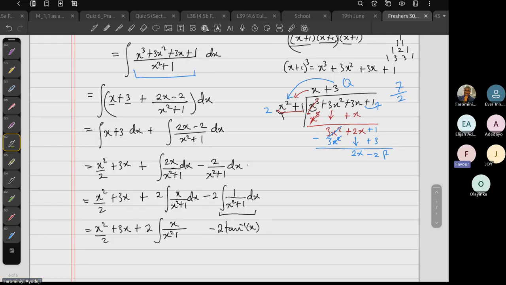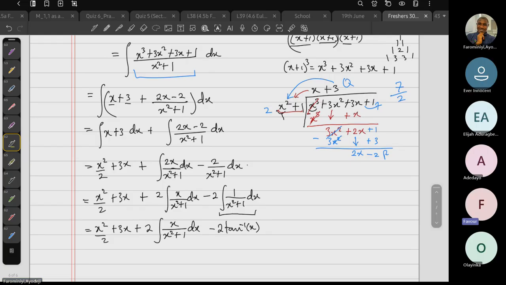Sorry, sir. How did you get your integral of x plus 3 to be x squared over 2 plus 3x? Okay. So what is the integral of x? Let me throw that back to you. The integral of x is x squared over 2. What is the integral of 3? The integral of 3 is meant to be 0, is it not? No. The derivative of 3 is 0. But the integral of 3 is 3x.